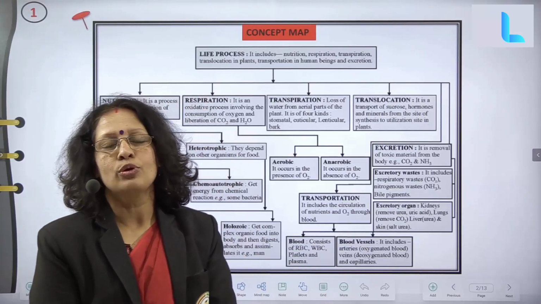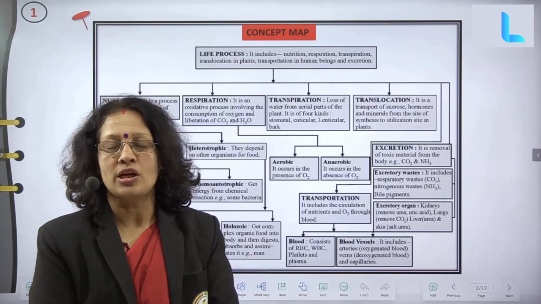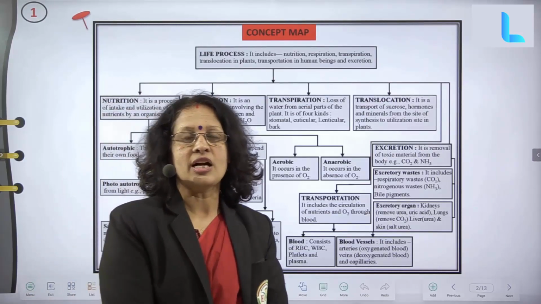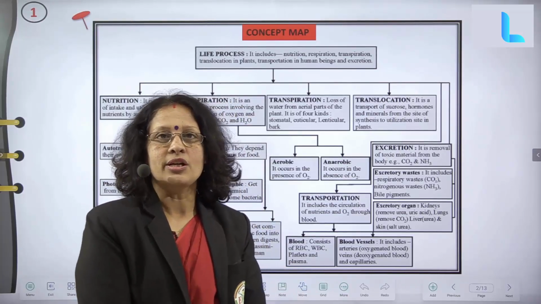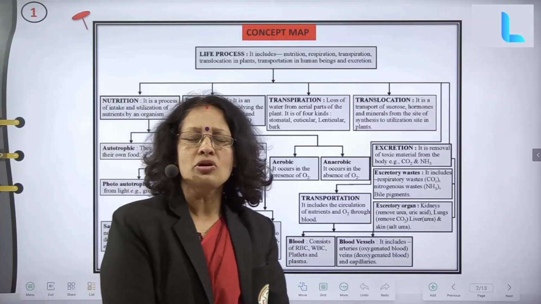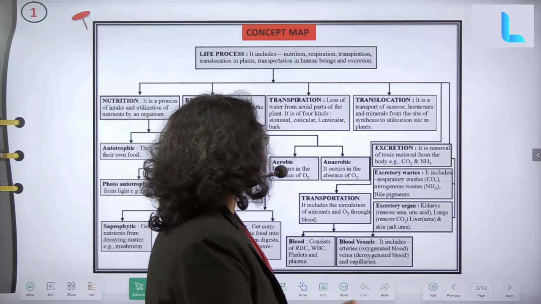Now there is another process, excretion, which is the removal of toxic material. Like all other systems, the excretory system is equally important for the body, because toxins should not stay in the body, otherwise they will start destroying other parts of the body. That is why they have to be excreted, in plants as well as humans or any living beings.